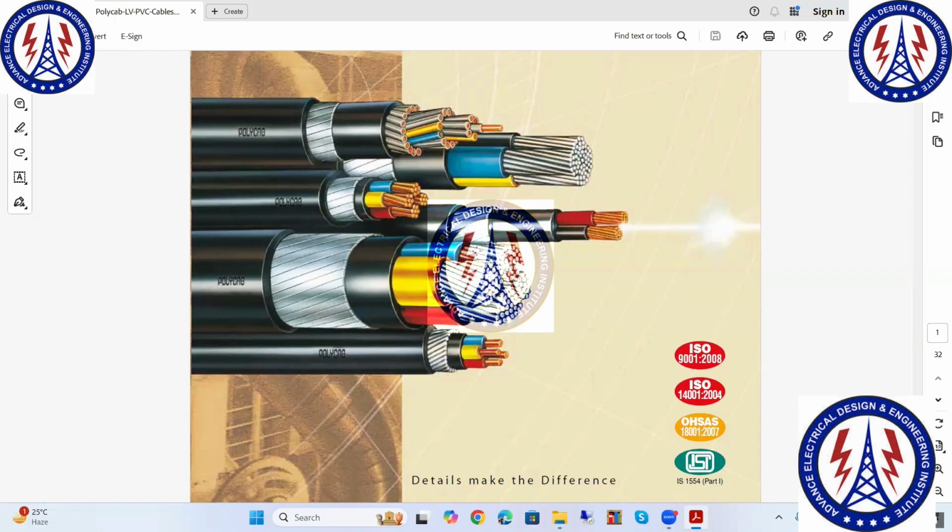So this is the conductor, and above this is the insulation. This insulation can be XLP or PVC. Okay, PVC cable means insulation is PVC, XLP cable means insulation is XLP. XLP insulation has better properties as compared to PVC. But if we talk about flexibility, PVC is much more flexible as compared to XLP. XLP is the cross-linked polyethylene.